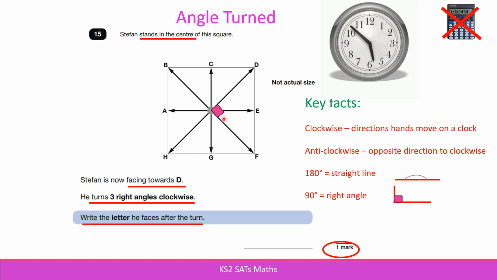Then I've got to do another right angle, which is 2 more sections. That will take me to H. And my 3rd right angle, coming round here, will take me round to B. So B is your answer. Give yourself a big tick if you wrote B. Well done, you've got the answer correct.